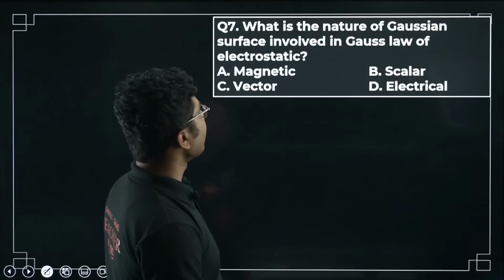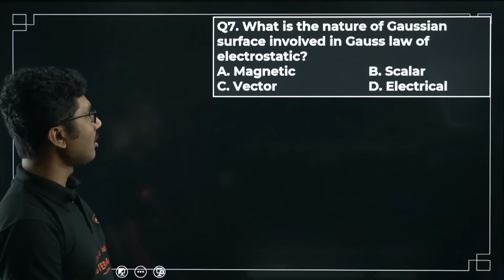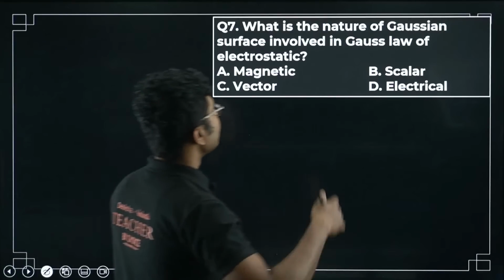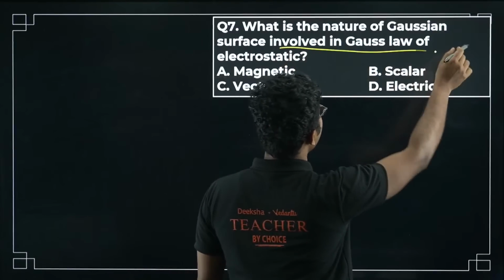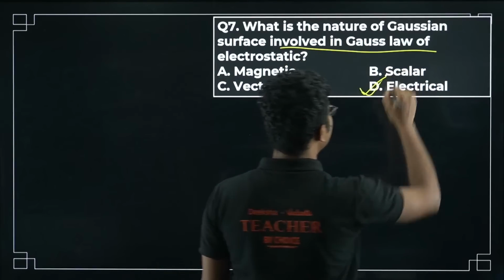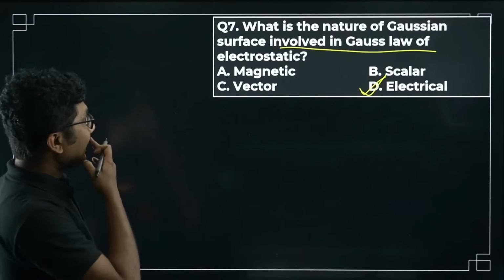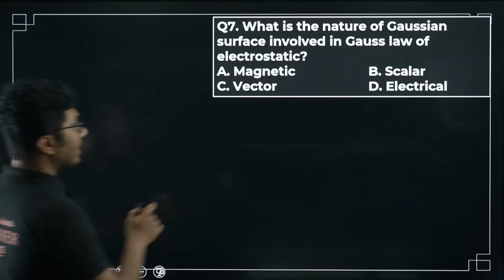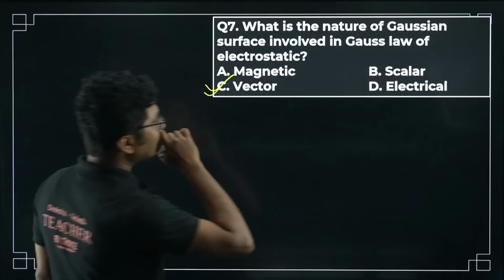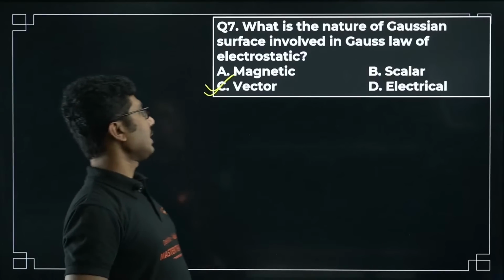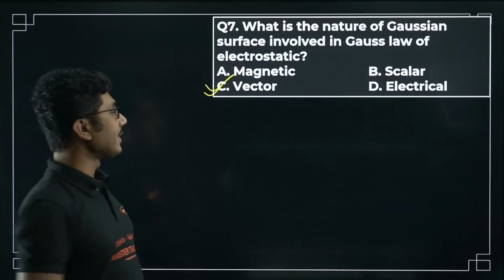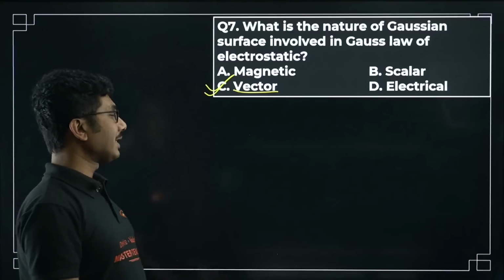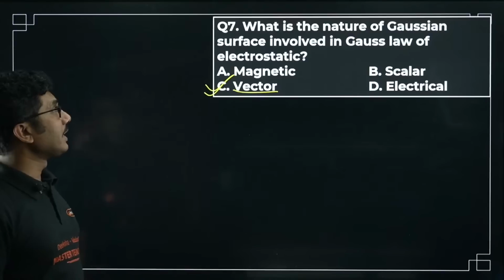Okay, next question. What is the nature of Gaussian surface involved in Gauss's law? In electrostatics, is it magnetic, scalar, vector, or electrical? The Gaussian surface involved in Gauss's law of electrostatics is basically a vector. It is not about electrical or scalar, it is about a vector. Not electrical or magnetic, it is a vector quantity. Surface always is a vector quantity, so Gaussian surface is also a vector quantity, not electrical. Be very careful.